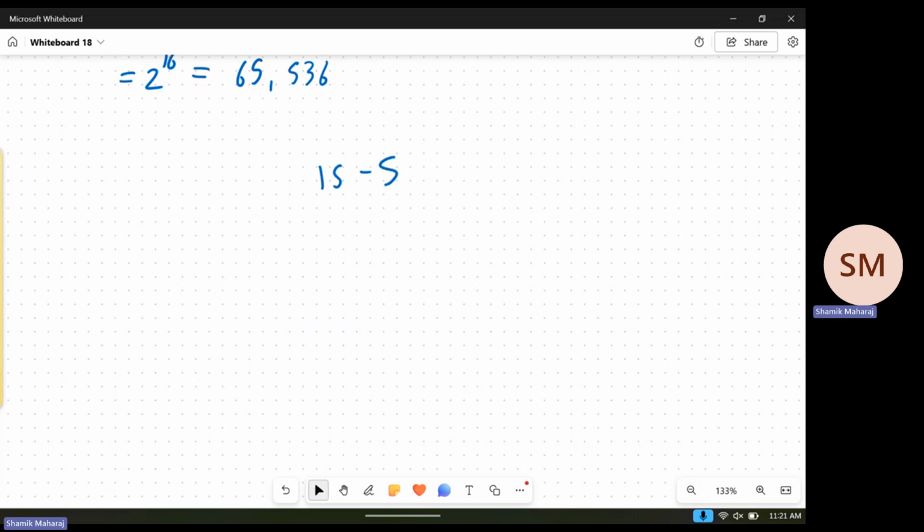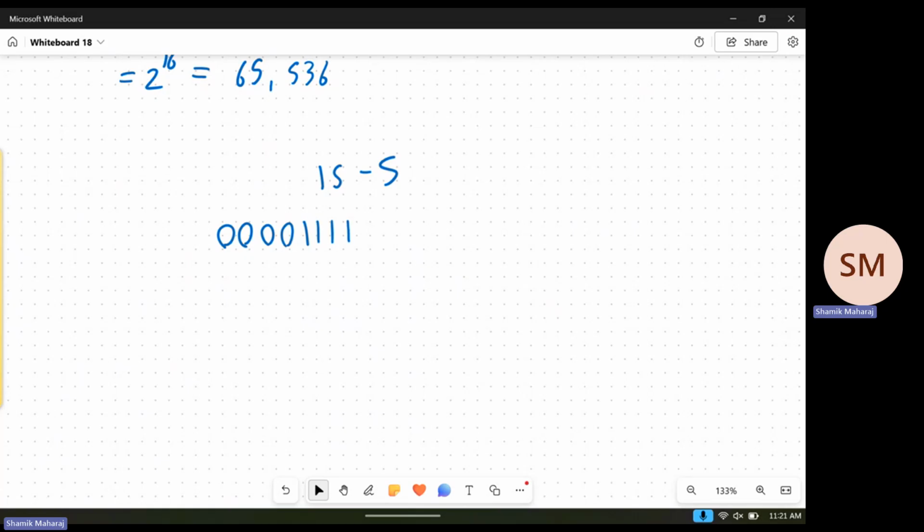15 minus 5. 15 in binary. Does anyone know what that is? 1, 1, 1, 1. Oh, yeah, you're right. That's 15, right? It's just 4 bits. So it's 15 in binary, but let's now represent it using 8 bits. Just add 4 zeros in front.